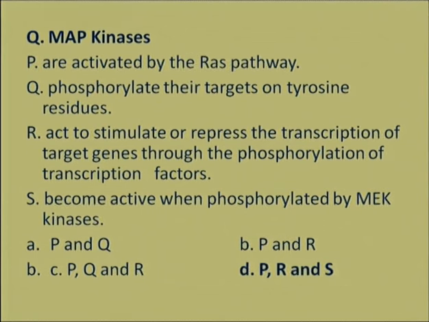So here it is asking about the features of MAP kinase. More than one option can again be correct here. Are activated by the RAS pathway. Next one, phospholipase, their targets on tyrosine residue.